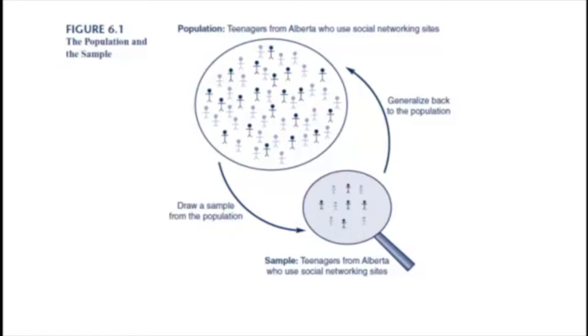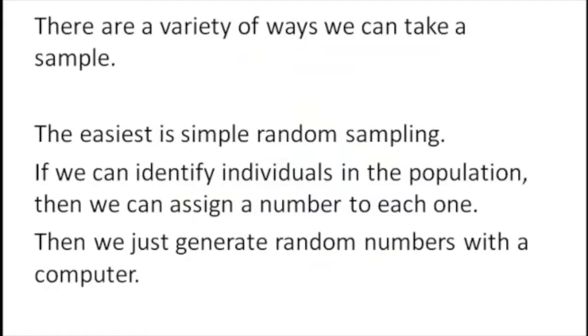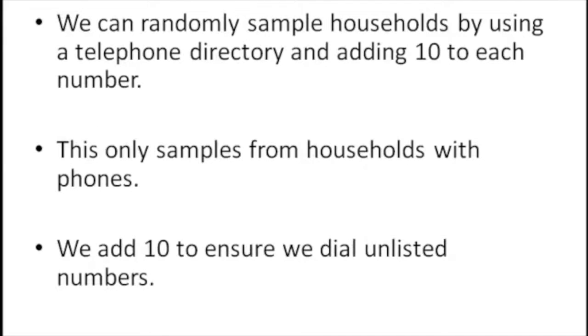There are many ways to take a sample. The easiest is simple random sampling. If we can identify individuals in the population, then we can assign a number to each one. Then we just generate random numbers with the computer. We can randomly sample households by using a telephone directory and adding 10 to each number. This only samples from households with phones. We add the 10 to ensure we dial unlisted numbers.